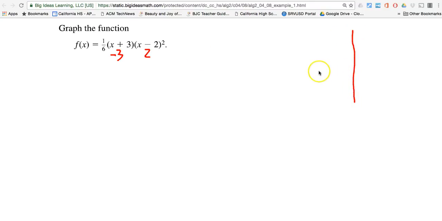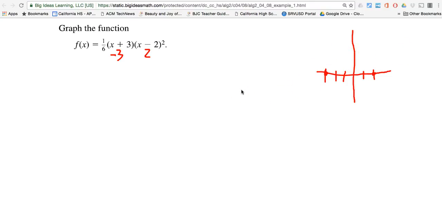So we know right here that if we go 1, 2, we have an x-intercept here, and -1, -2, -3, we have another x-intercept here. So right now we know that we have 2 points on our graph. Now we need to figure out what happens in between these 2 points and outside of these 2 points.